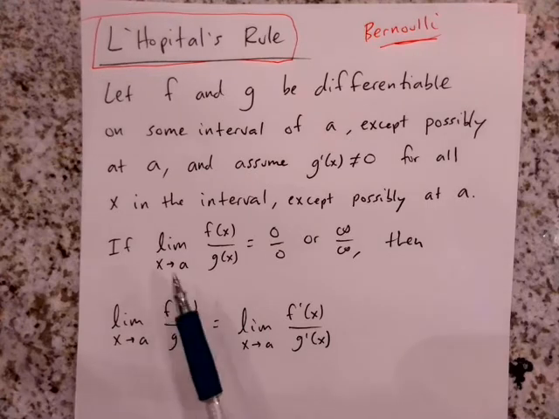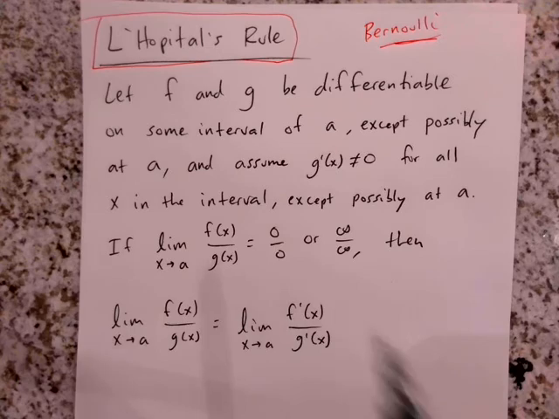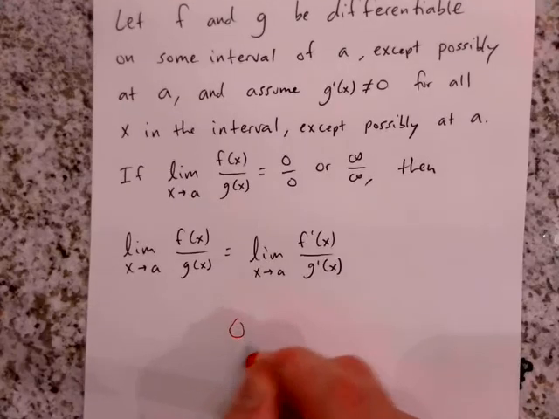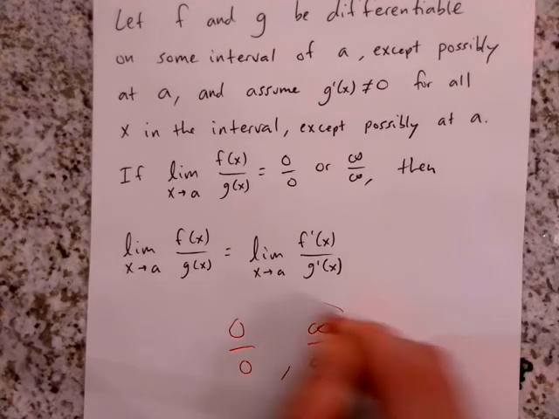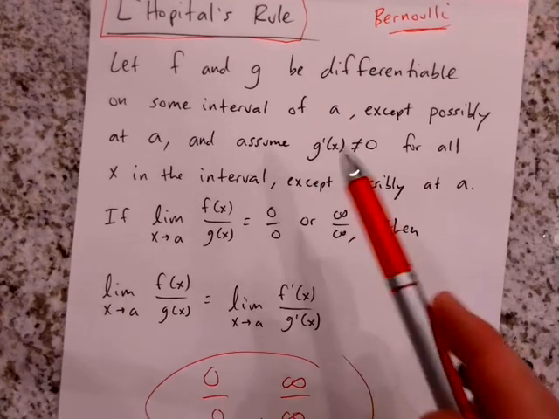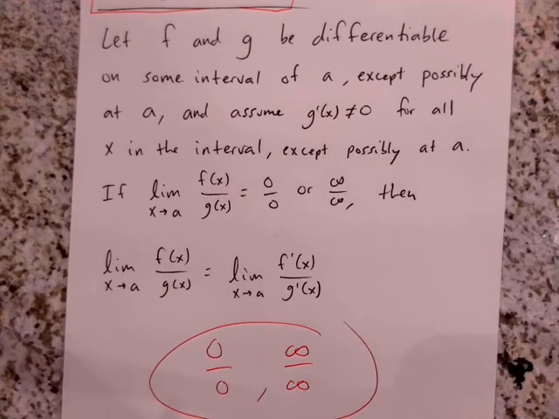If the limit of f over g gives you 0 over 0 or infinity over infinity. That's worth saying again. This rule only applies for 0 over 0 and infinity over infinity. Of those 7 indeterminate forms, this rule can only be used for those 2. But as we already saw, all of those forms can be rewritten as these, so it's all good.